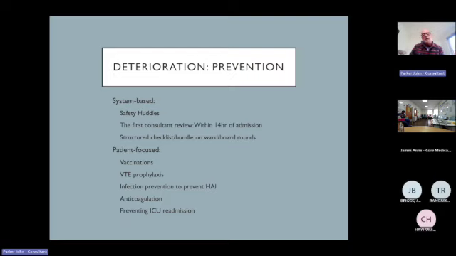So these are all things that will prevent potential deterioration, and in some patients that may be all that's available to stop them deteriorating and dying.